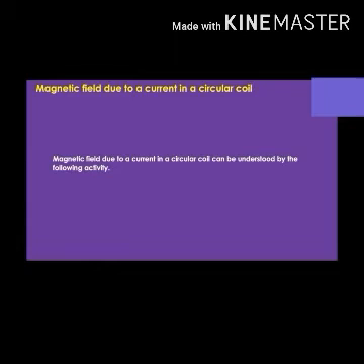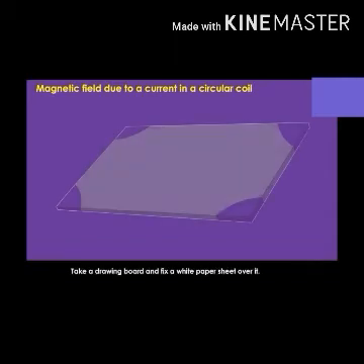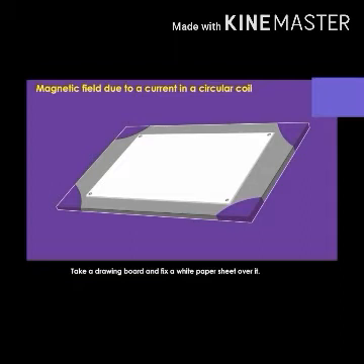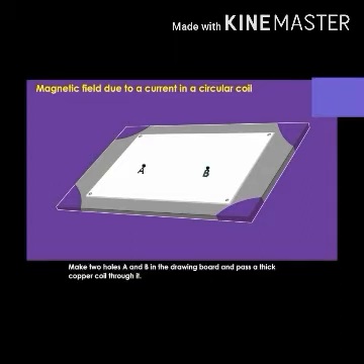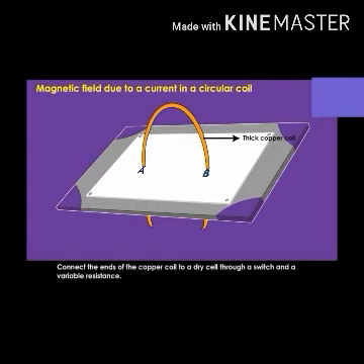Magnetic field due to the current in a circular coil can be understood by the following activity. Take a drawing board and fix a white paper sheet over it. Make two holes A and B in the drawing board and pass a thick copper coil through it. Connect the ends of the copper coil to a dry cell through a switch and a variable resistance.